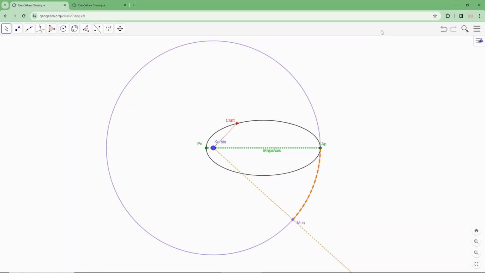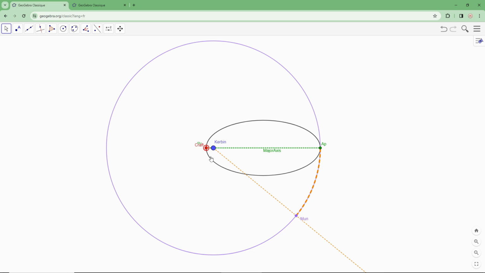In this picture you can see Kerbin here. This is the orbit of the Moon, so the Moon is here, and this is the orbit I want for my craft. So I want my craft to be here, to execute the maneuver node, to burn prograde until the apoapsis reaches the Moon's orbit.